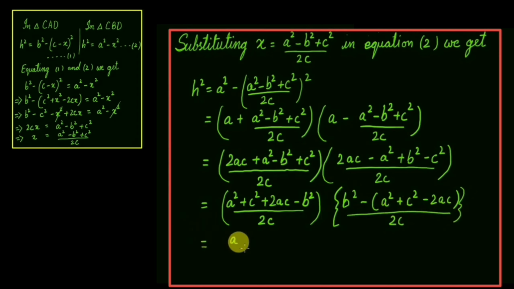So this can be written as ((a plus c) whole square minus b square) by 2c, and here we can write (b square minus (a minus c) whole square) by 2c.